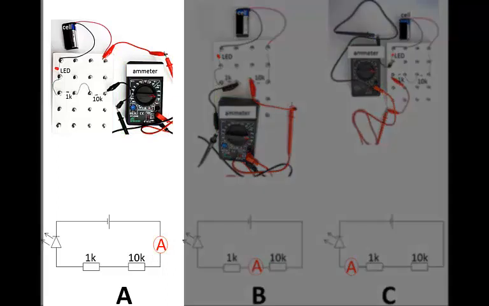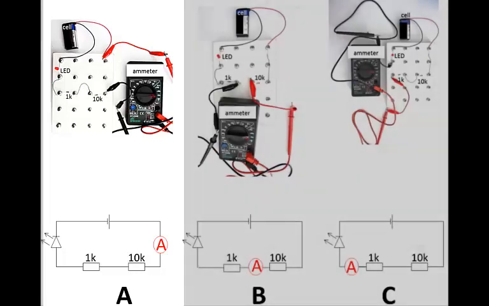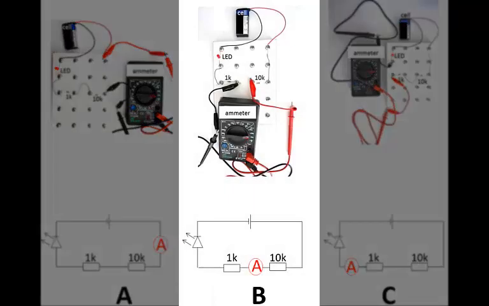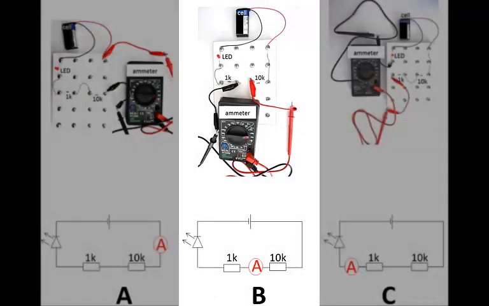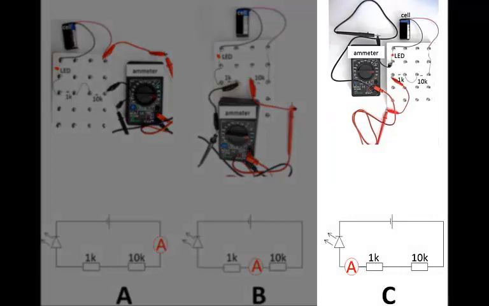In A, it's measuring current strength near the beginning of the circuit, we could say, near the positive terminal of the circuit. In B, it's measuring current strength in the middle of the circuit, between the 10K and the 1K resistors. And in C, it's measuring the current strength near the end of the circuit.